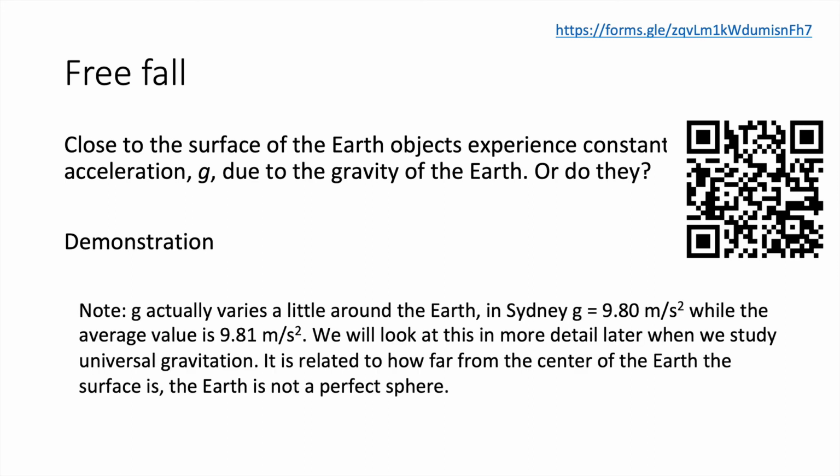So then just a note, g actually varies a little bit around the Earth. So in Sydney, g is 9.80 meters per second squared, while the average value for the Earth is 9.81 meters per second squared. So we'll look at this in more detail later when we study universal gravitation, but it's basically related to how far from the center of the Earth the surface is at that point. So the Earth is not in fact a perfect sphere, though often we model it as one.